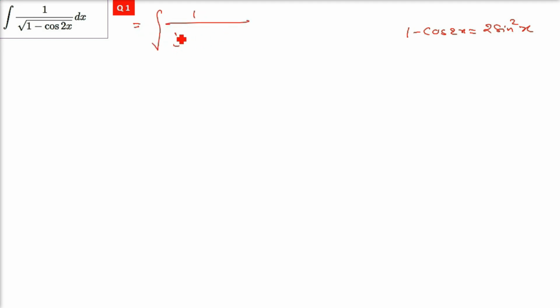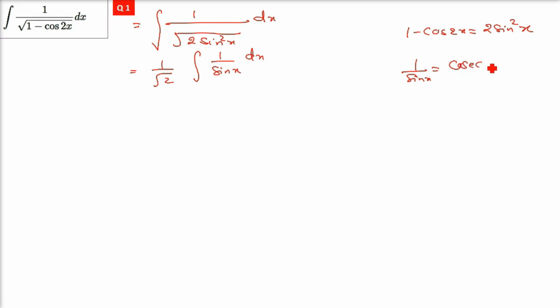We have 1 by under root 2 sine square x, and this is dx. So 1 by root 2 we can take outside. Under root sine square means sine, because square and root cancel out. So 1 by sine x, an integration of dx. But you know that 1 by sine x is simply cosec x. This you already know, as 1 by cos x is sec x, 1 by tan x is cot x, 1 by cot x is tan x, like that.